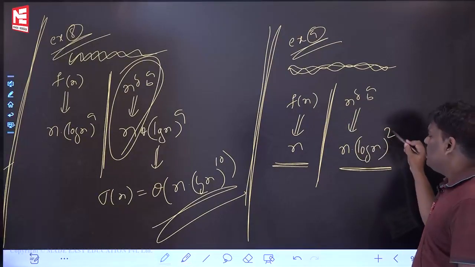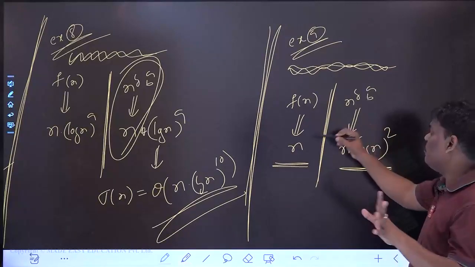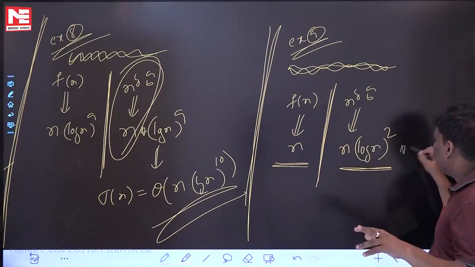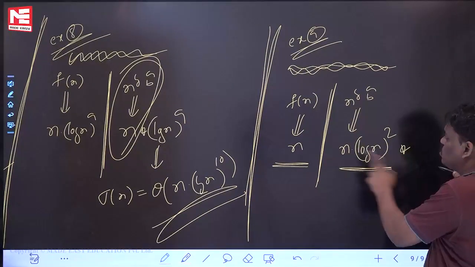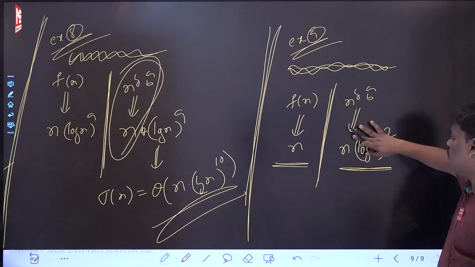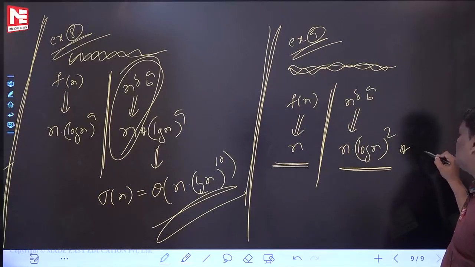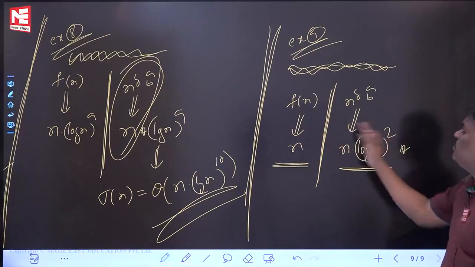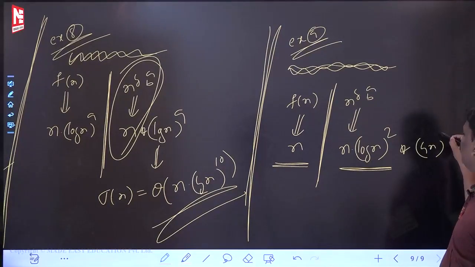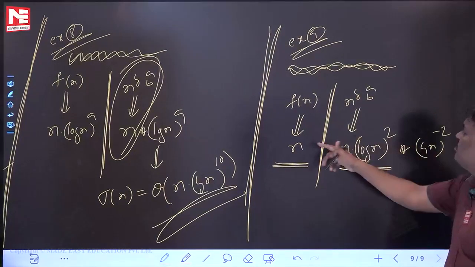Case 3: f(n) is logarithmic times bigger than n^(log a base b), it's okay. Can you help me now? What do I have to multiply so that both will be equal? Case 3 says multiply (log n) to some power k so that both will be equal. What should I write? (log n) to the power minus 2 so that both will be equal.